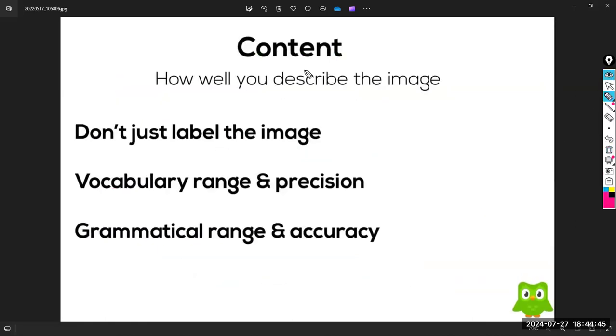Now, what do I mean by content? How well you describe the image. Don't just label the image. You have to speak about every single detail. Vocabulary range and being accurate in speaking is really important. Grammar, you have to take the grammar into consideration. If you want to ask me about the tense that I have to use in describing the image, it is the same as writing. You have to consider two tenses, the simple present tense, or you can adopt the present continuous. Don't mix them because this is something bad.